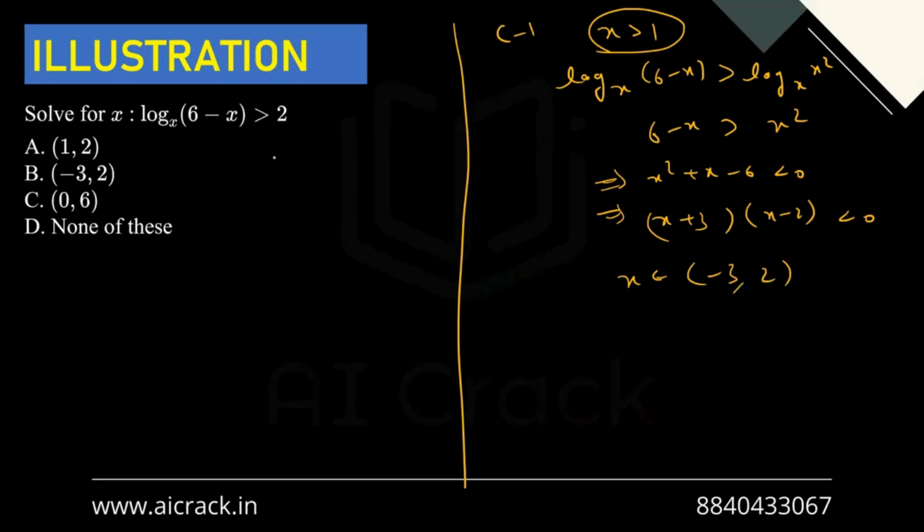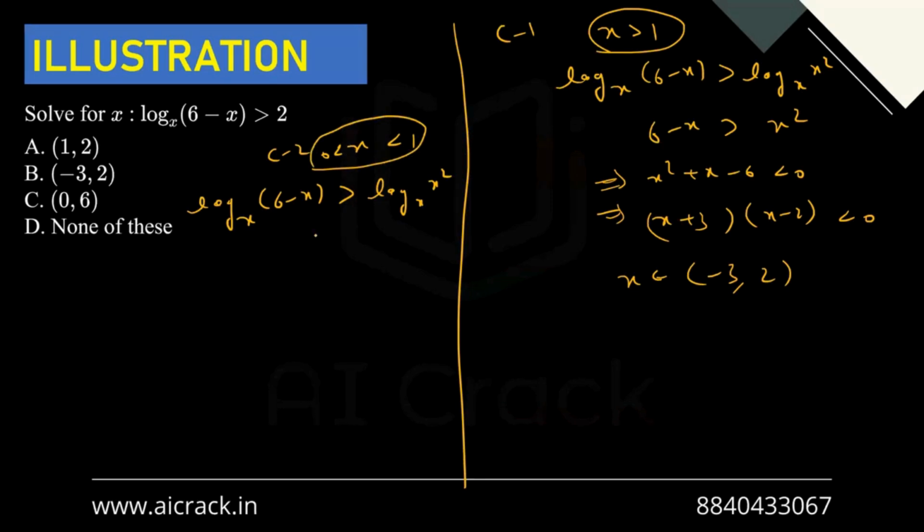Now if we talk about case 2 over here, we have x is less than 1 and greater than 0, right? Now if we write the inequality over here, log base x of (6 minus x) greater than log base x of x square. In this case, we have assumed that x is less than 1 and greater than 0. So we have to change the inequality sign once we are removing the logs, right? So we have 6 minus x less than x square.